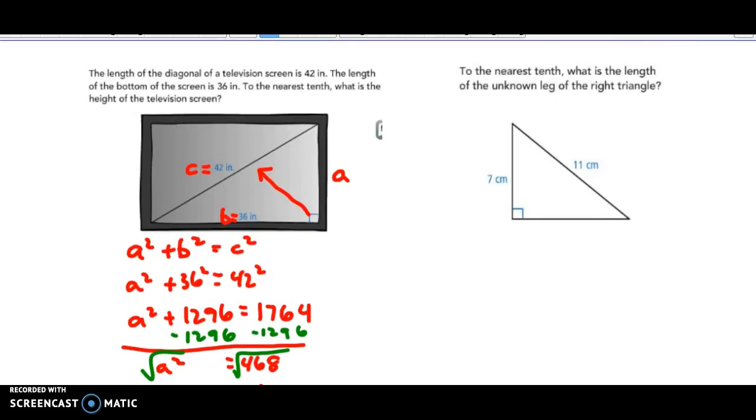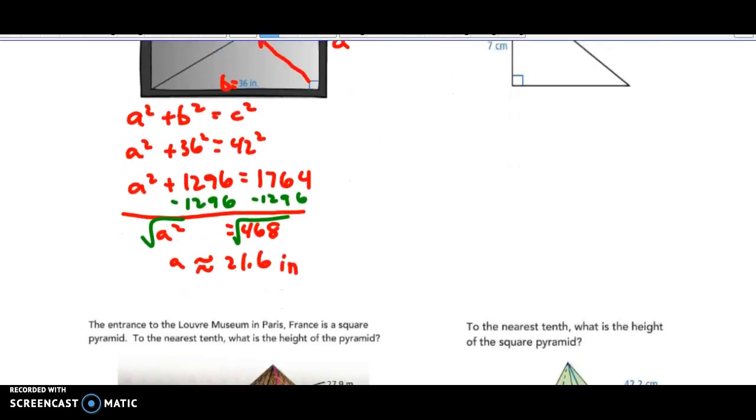All right, and now it is your turn to try this one. In your notes, show all your work and you can answer in Edpuzzle.